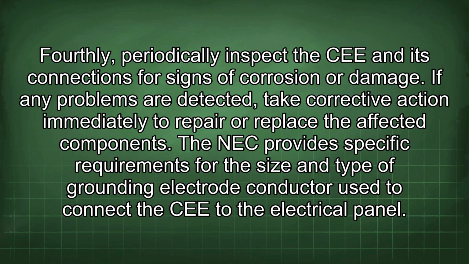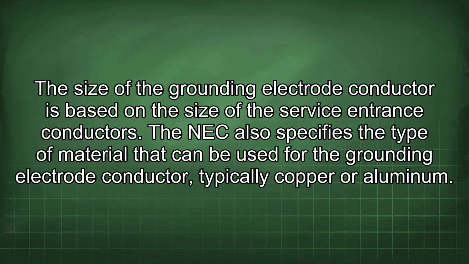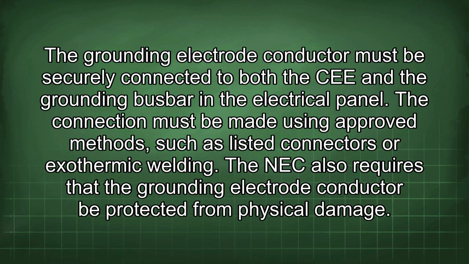The NEC provides specific requirements for the size and type of grounding electrode conductor used to connect the CEE to the electrical panel. The size of the grounding electrode conductor is based on the size of the service entrance conductors. The NEC also specifies the type of material that can be used for the grounding electrode conductor, typically copper or aluminum. The grounding electrode conductor must be securely connected to both the CEE and the grounding busbar in the electrical panel. The connection must be made using approved methods such as listed connectors or exothermic welding.